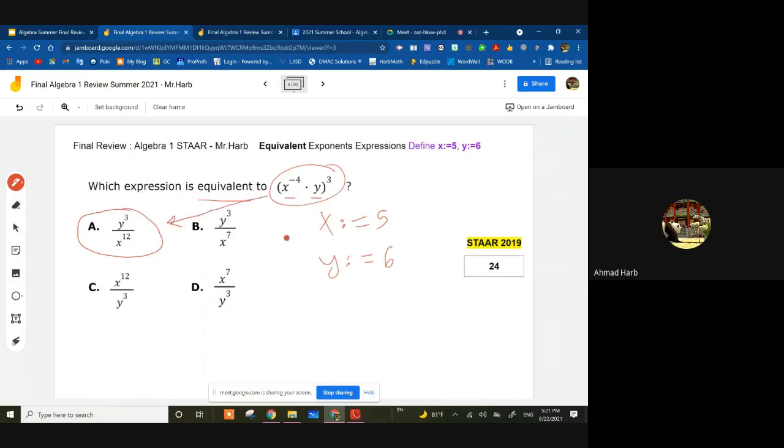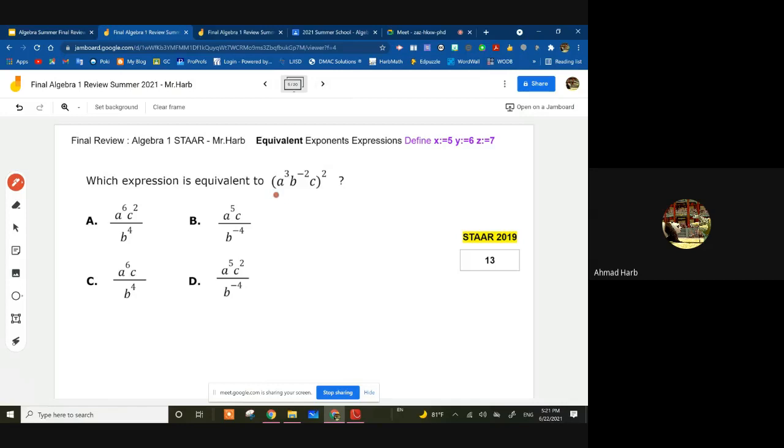Now the same thing works for the next question. So we'll see the next question now. If you have 3 letters, A, B, and C, or X, Y, and Z, it doesn't really matter which expression is equivalent. So we're going to define the A as 5, and B as 6, C as 7. And we're going to type the expression and see whichever is equivalent to it.